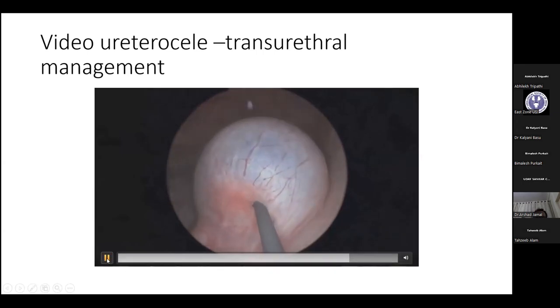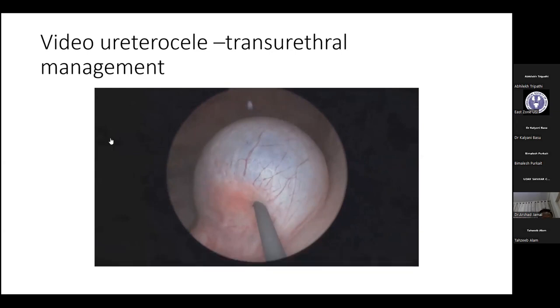Next, this is the ureterocele. This is another mechanism using laser. Remember, if there is difficulty in finding the ureteric orifice and you are not sure about it, before starting the cautery or the laser, you can always put a guide wire for identification.